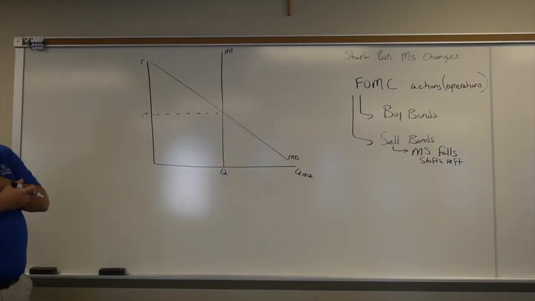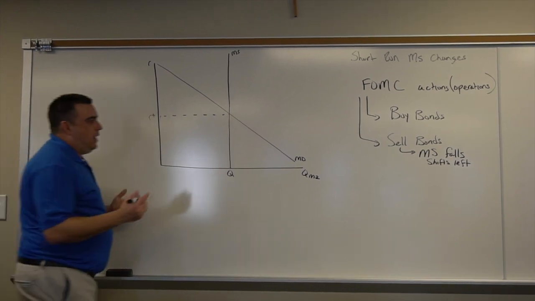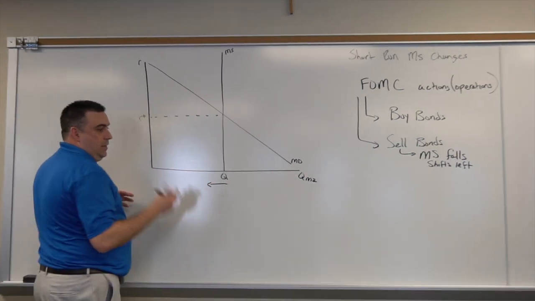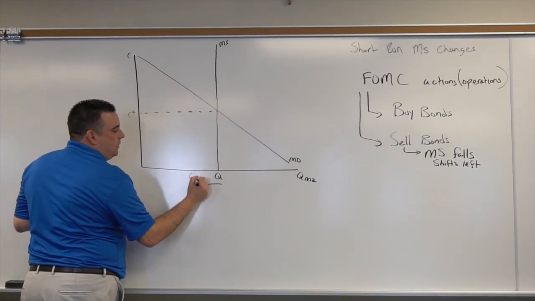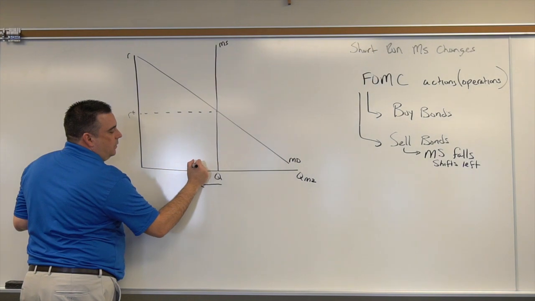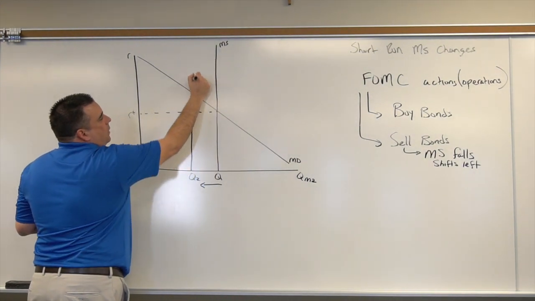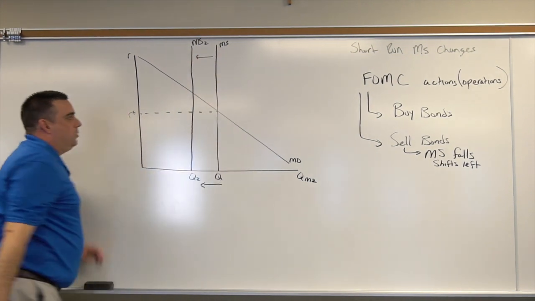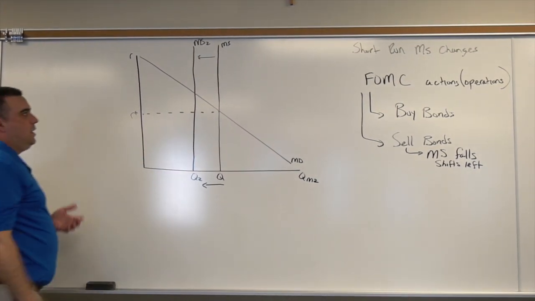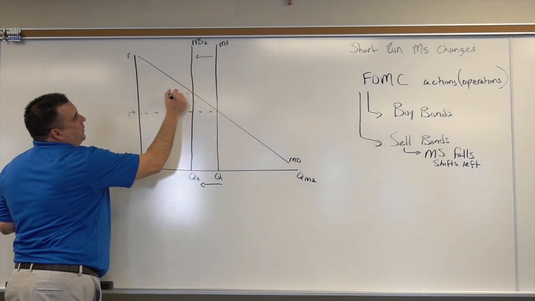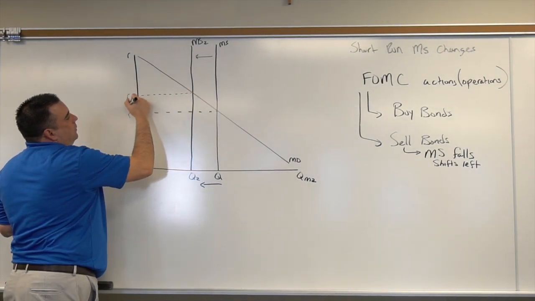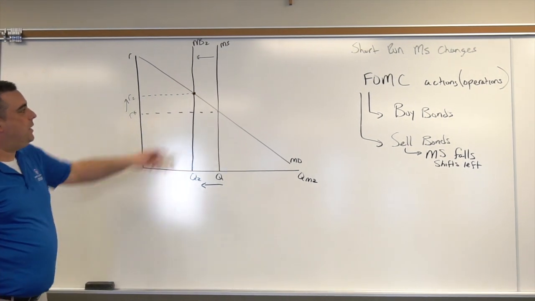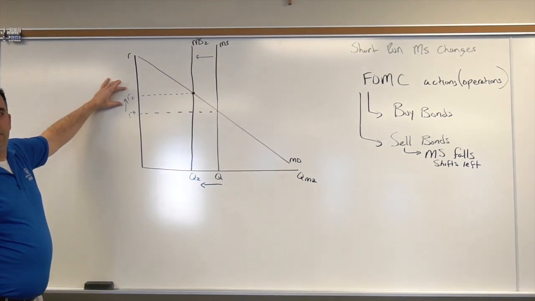So again, I had that money market one that we started with. And if money supply falls, that means the actual quantity of money is less. I pulled it out of society. There's Q2. And I would have some MS2, right? A leftward shift. So why would the Federal Reserve do this? Well, if they need to put pressure on the interest rate to rise. Because you'll notice at that new intersection between money supply and money demand right here, it's causing the interest rate to go up.